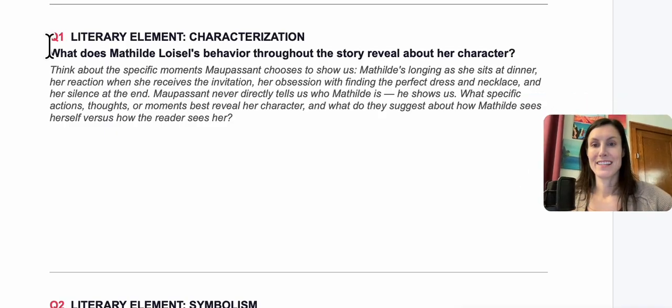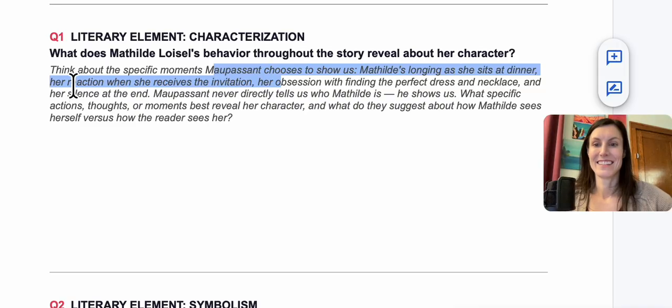So our first question is, what does Mathilde Loisel's behavior throughout the story reveal about her character? Think about specific moments Maupassant chooses to show us: longing as she sits at dinner, her reaction when she sees an invitation, her obsession with finding the perfect dress, and her silence at the end. Maupassant never directly tells us who Mathilde is. He shows us. What specific actions, thoughts, or moments best reveal her character, and what do they suggest about how Mathilde sees herself versus how the world sees her?